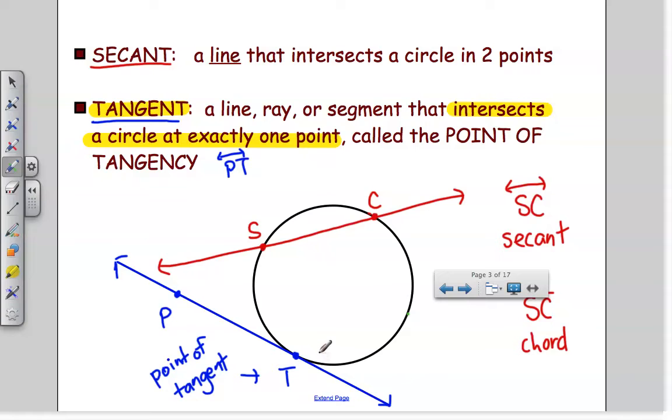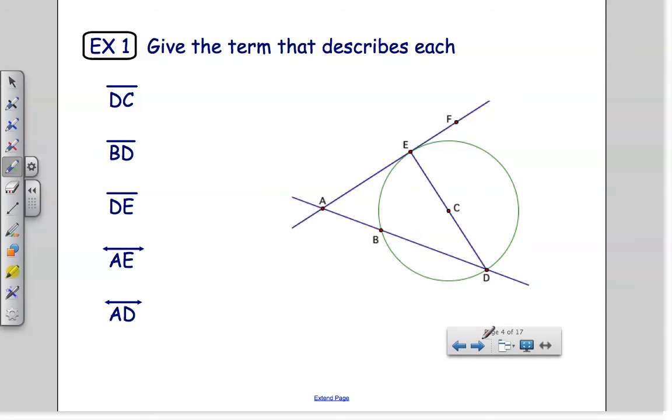A tangent can only touch it at one point. Again, be careful with the distinguishment between a secant and a chord. So let's practice using these terms and give the term that best describes each of these. What would you call line segment DC? Well, D is on the circle, C is the center of the circle. If you go from the center to a point outside, that is a what? Should be thinking radius.